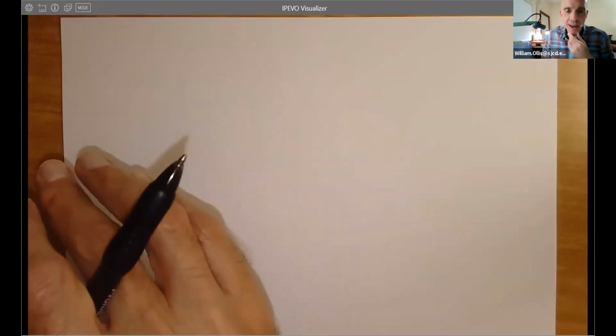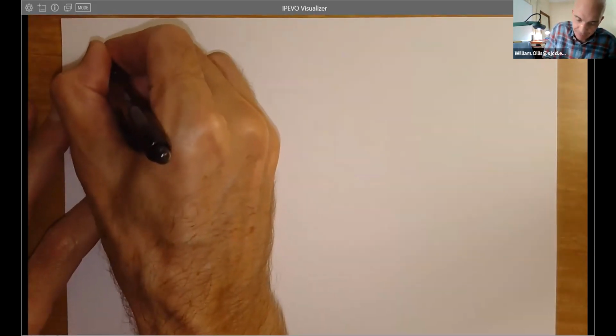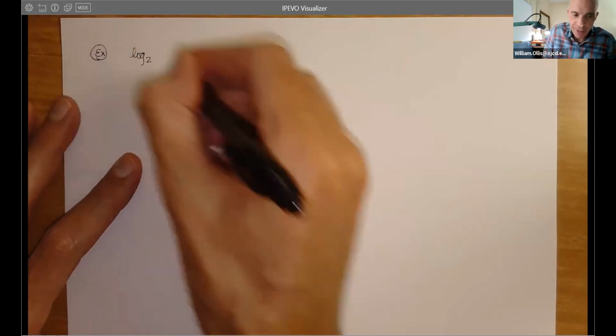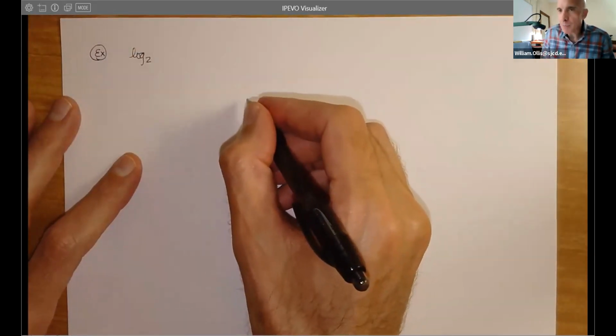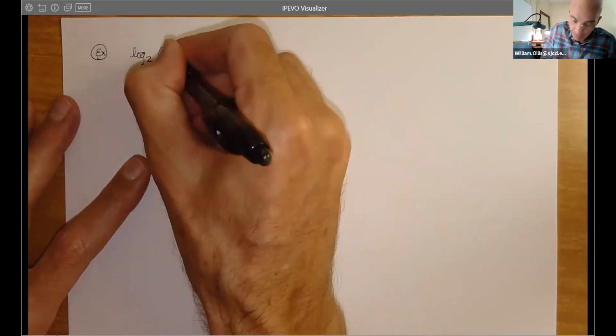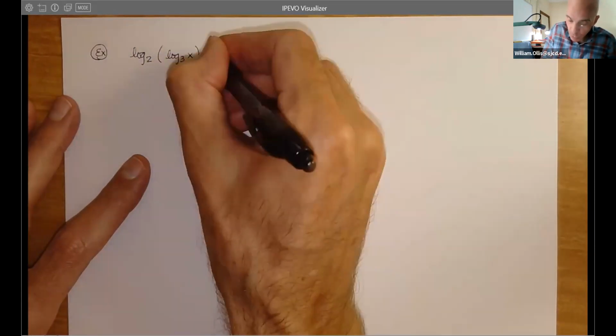So here's an example that I find to be kind of interesting in this class. That is, we have, and again, I've been using a lot of base 2, but we're trying to keep the numbers reasonable. So we've got the base 2 logarithm of the base 3 logarithm of x equals 4.